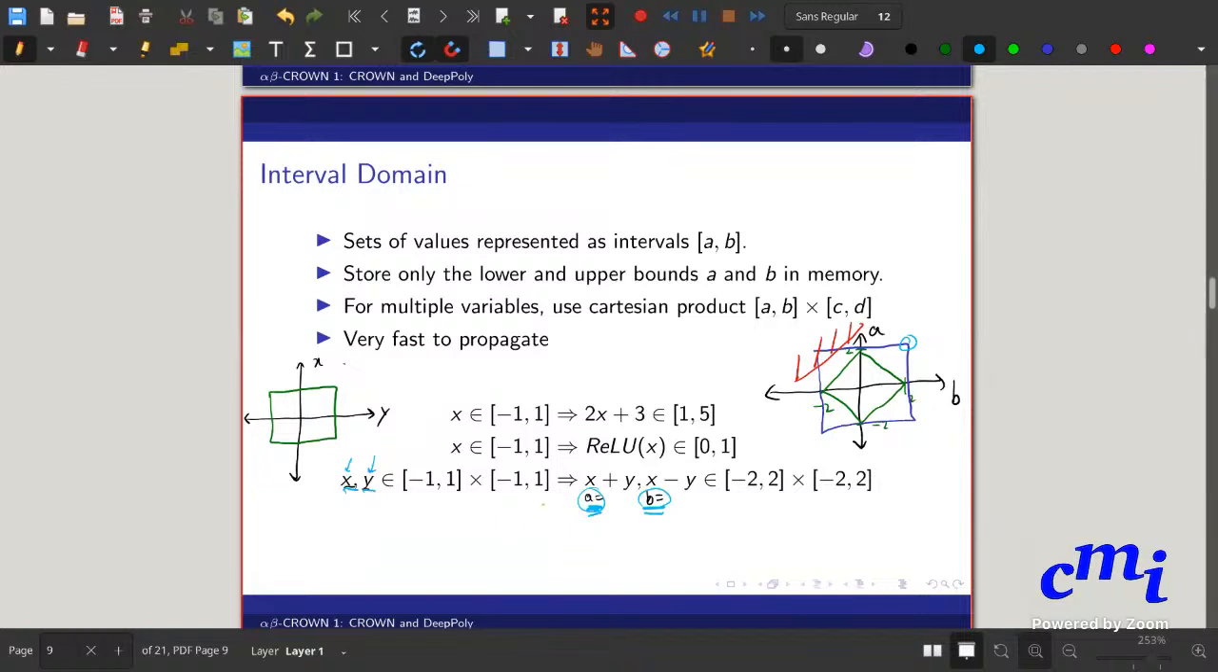So now I have a question for you. This is all well and good, but from all of these examples, can you come up with a general algorithm to do interval propagation for plus and star, right? So if I have two variables x, y, which are individually, let's say, in a, b cross c, d, then what is the interval x plus y going to be in? Can somebody answer this?